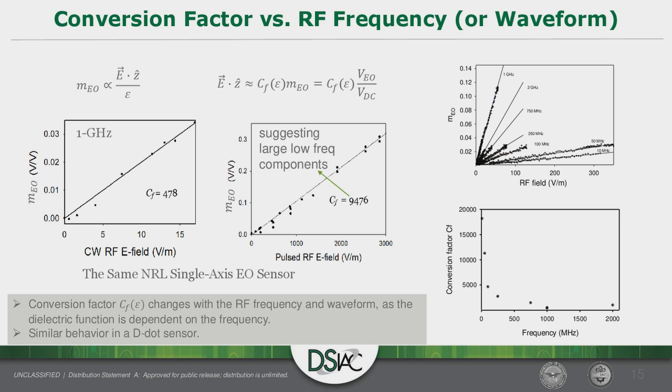If you measure at 1 gigahertz, the conversion factor is about 478. But if you use a 5 nanosecond pulse, the conversion factor is more than 9,000. That means the pulse shape also affects the conversion factor, and that is because this pulse contains a lot of low frequency components. That's why it has a larger conversion factor.